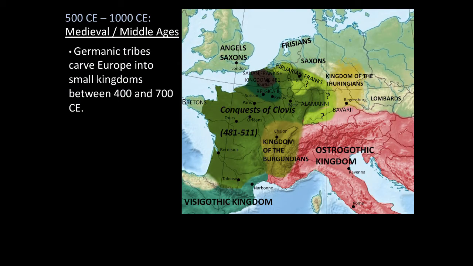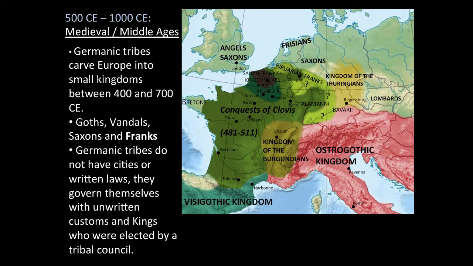And at this time, the Germanic tribes, many of which had contributed to the fall of the western half of the Roman Empire, began to carve Europe into small kingdoms. And this occurs between 400 and 700. These include the Goths, the Vandals, the Saxons, and the Franks, who we're going to really focus on today.